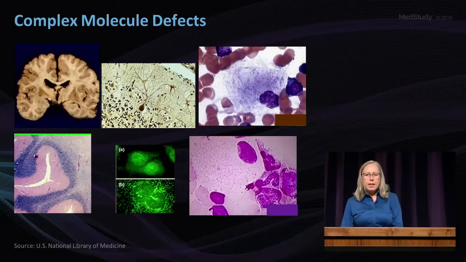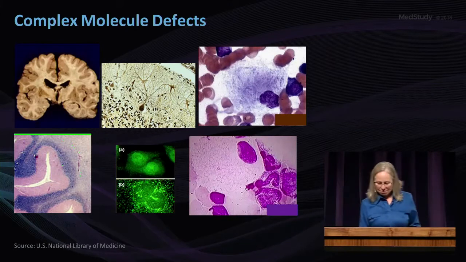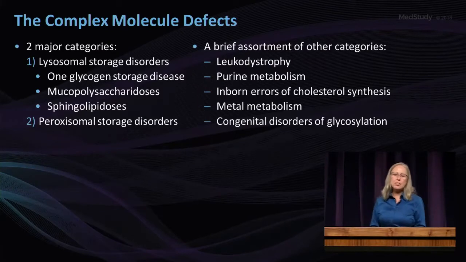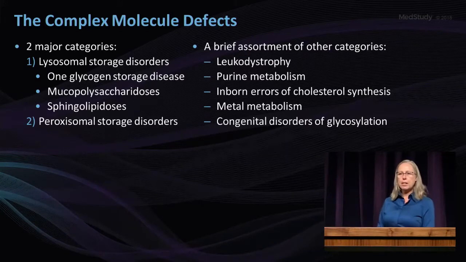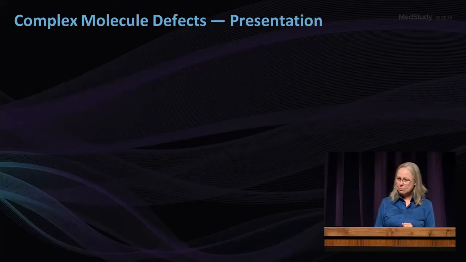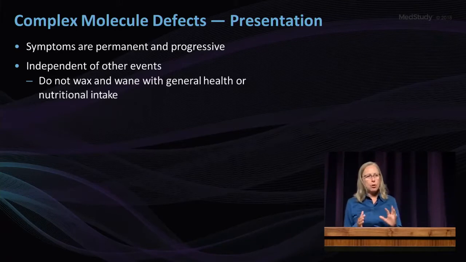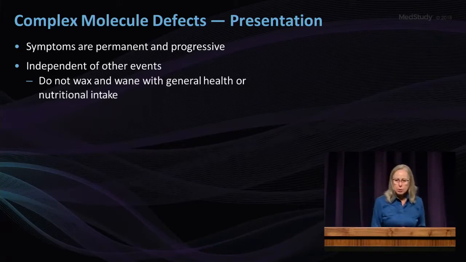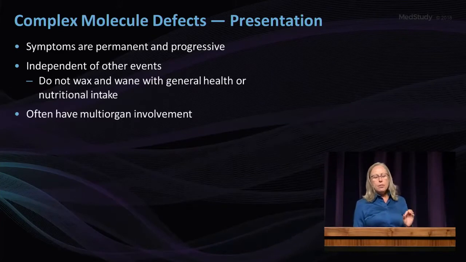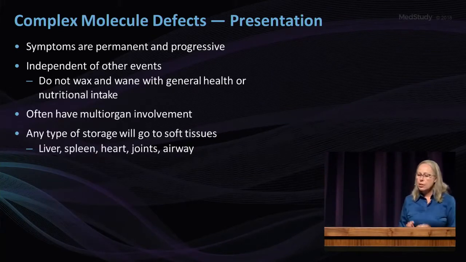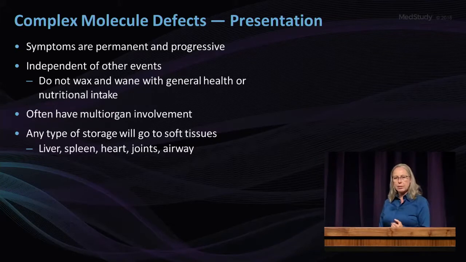All right. And we're on to complex molecules. 2 major categories, lysosomal storage diseases and peroxisomal storage diseases, and then a brief assortment of other categories. So with the complex molecules, your symptoms are permanent and progressive. They're not going to wax and wane like they do with all your intoxications and your energy problems. They often have multi-organ involvement, and the type of storage will go to the soft tissues primarily, your liver, your spleen, your heart, your joints, your airway.